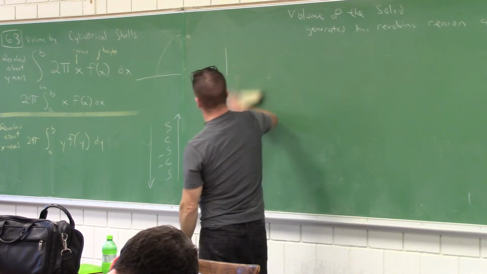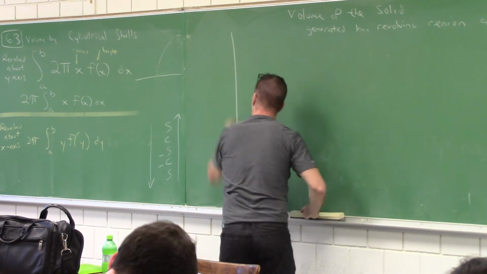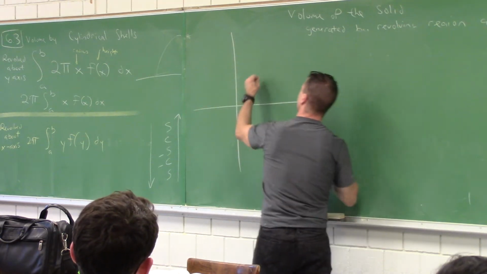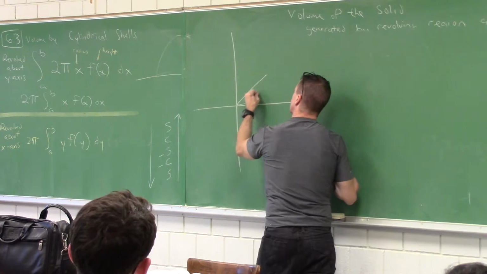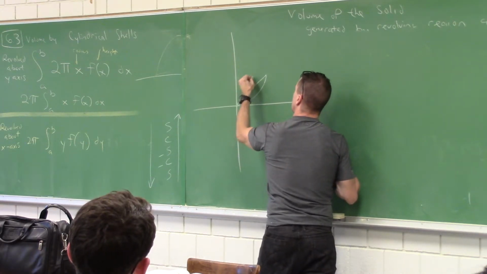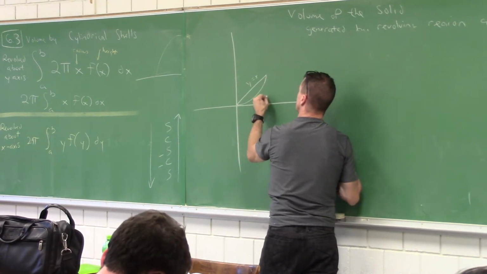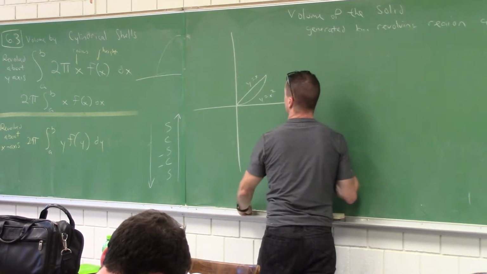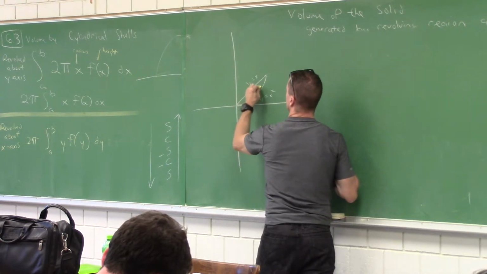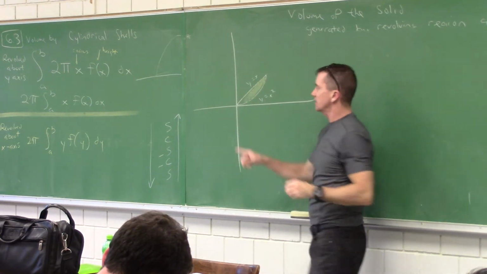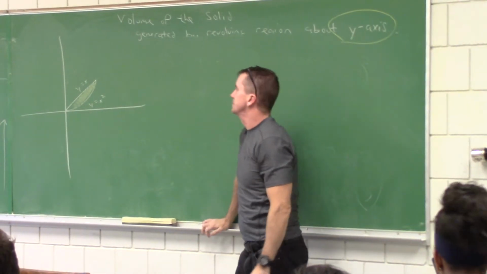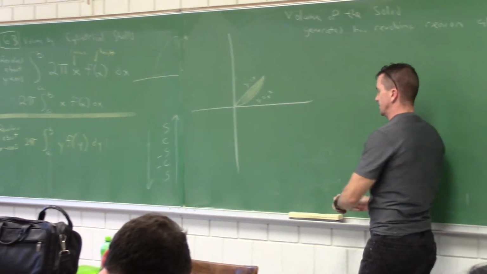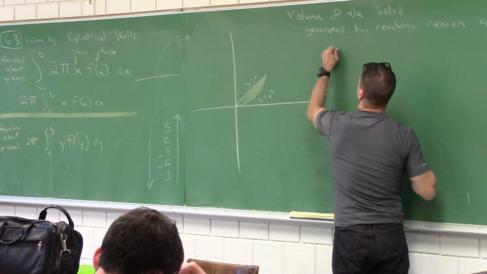Maybe I should draw it bigger since we're going to make these shells. Make it a little bit bigger. y equals x, y equals x squared. And everyone, we're going to revolve this region right here, bounded by y equals x and y equals x squared, about the y-axis. Well, can we just start with the setup? If we use the washer method, let's see what we get.